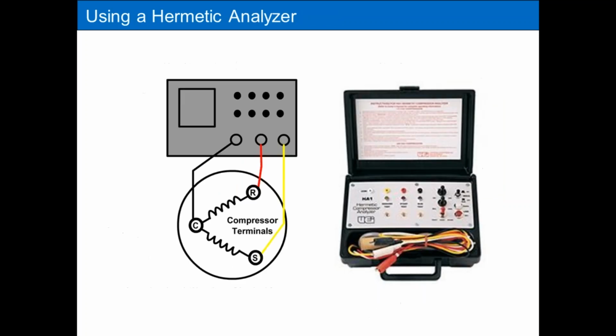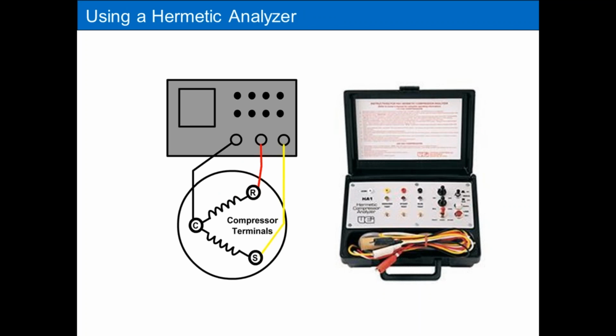Now there's going to come a point where you're going to doubt yourself, and you're going to say, I don't know if it's the relay. I did the test that Joe said, and I'm not sure. Well, here's something you can do that will positively tell you whether the compressor is good or bad and eliminate the starting components. And that's by using a hermetic analyzer.